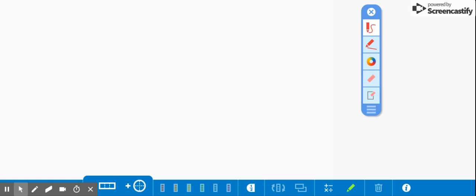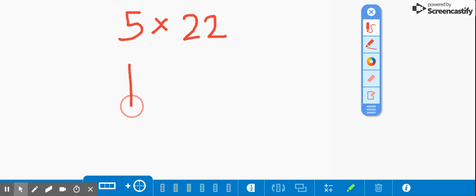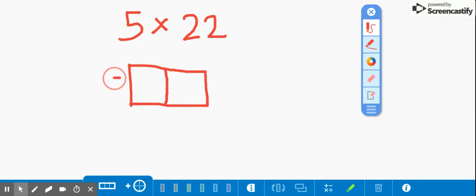Today we're going to practice the partial product strategy, but with bigger numbers. So let's try to solve 5 times 22. Just like we practiced yesterday, we're going to split up that bigger number into 2 smaller numbers. Our 5 doesn't need to be split up. It can go right here. But 22 is too big of a number to multiply by.